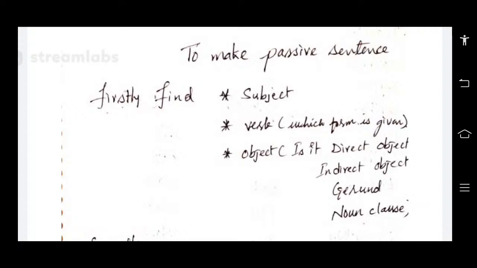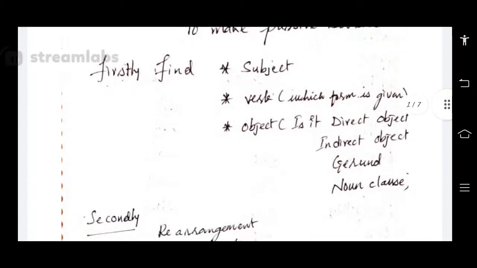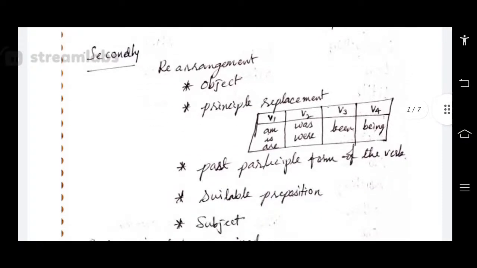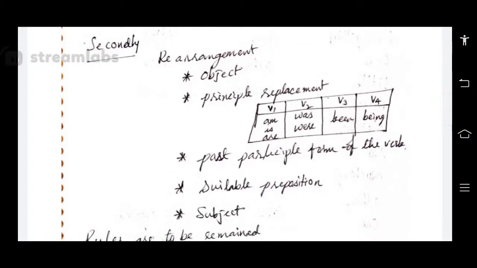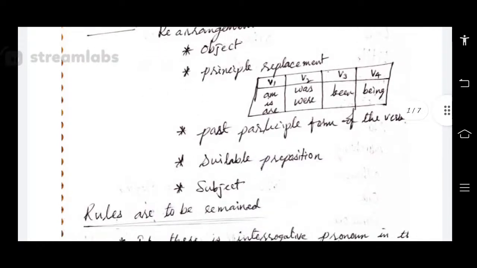Based on the object we need to make the passive sentence in a different way. So we have to understand whether the object is a direct object or indirect object, or a gerund or a noun clause. What a noun clause means, we have already discussed in the earlier part. So that is the first thing. And the second thing: secondly, rearrangement of the subject and verb agreement. First we have to use the object, and secondly the principle of replacement.